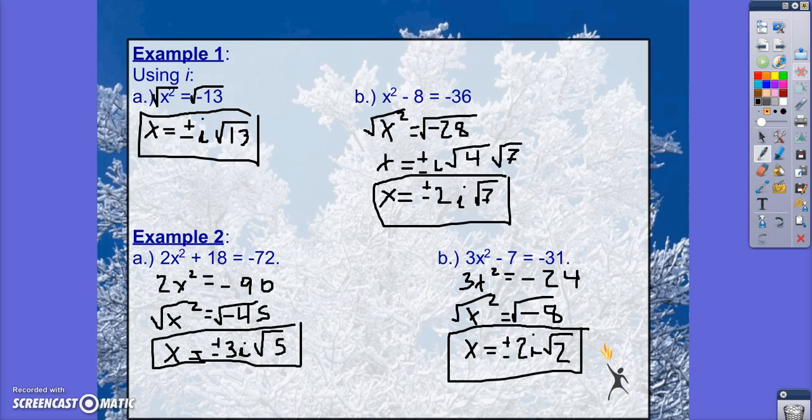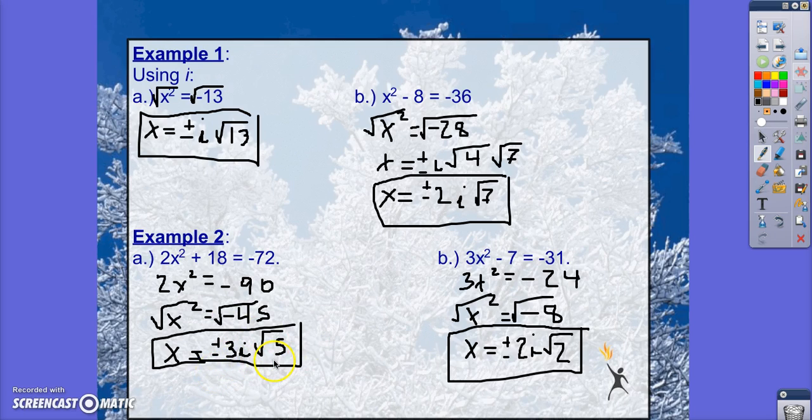So let's look at example 2. Hopefully you had a chance to solve it. We first subtract 18 from both sides. We get 2x squared equals negative 90 right here. Then we divide both sides by 2. We get x squared equals negative 45. Take the square root. x equals plus minus 3i root of 5.